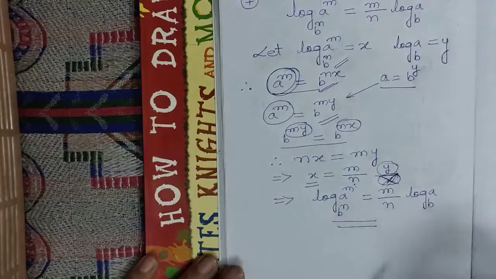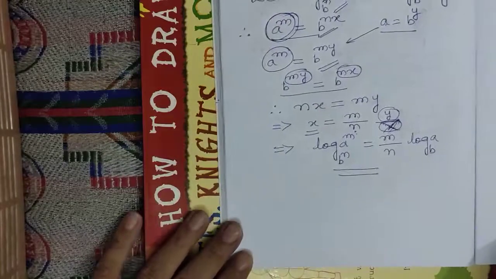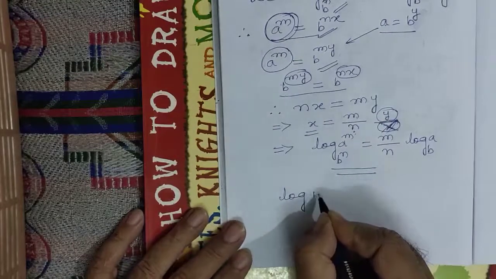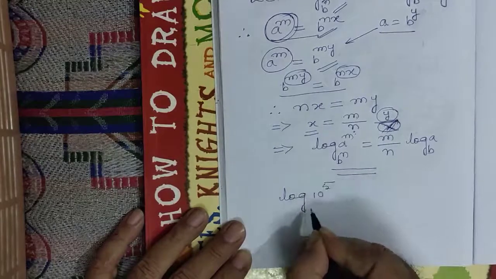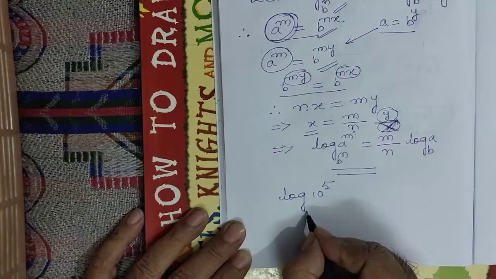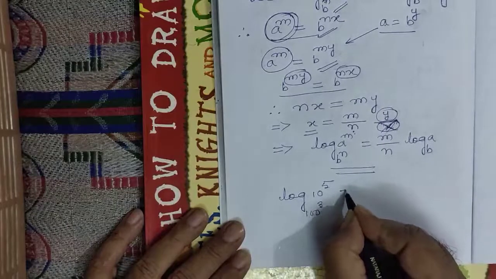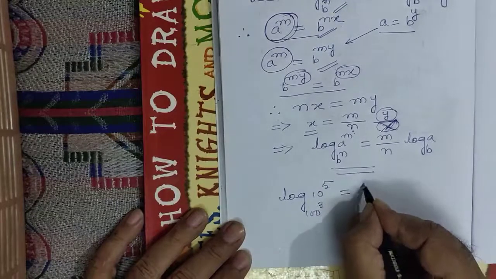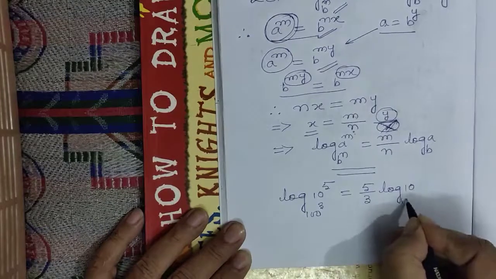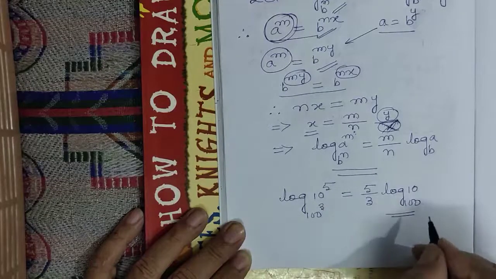These are my 7 properties. Yet I will give an example. For example, if I say log of 10 to the power 5, base I have taken 100 to the power 3. You will be getting 5 divided by 3, it would be log 10 base 100. That's it. This is how you will be following it.